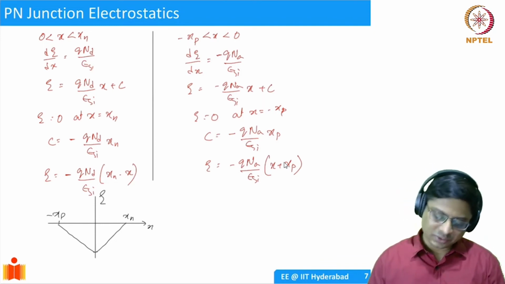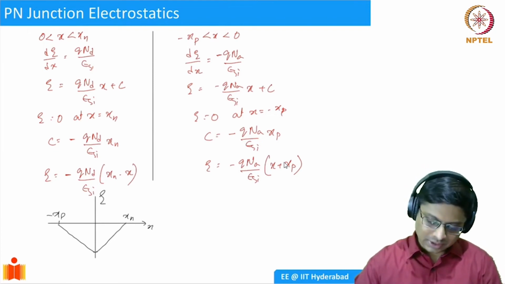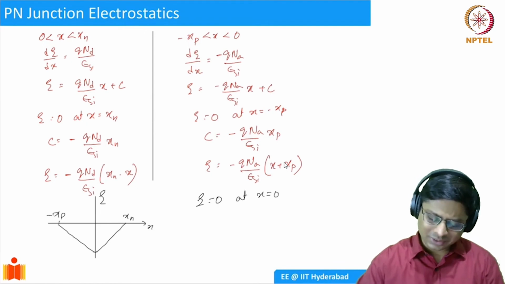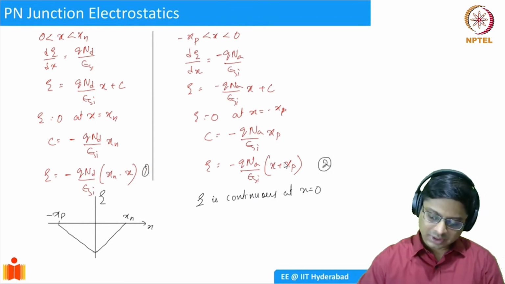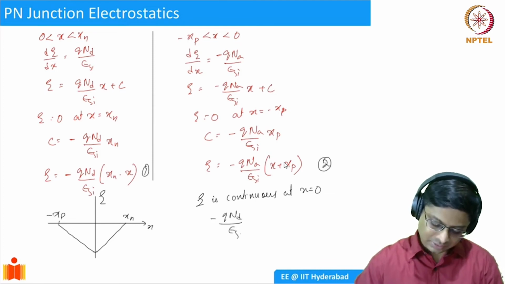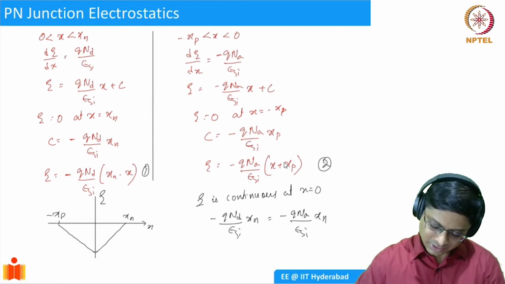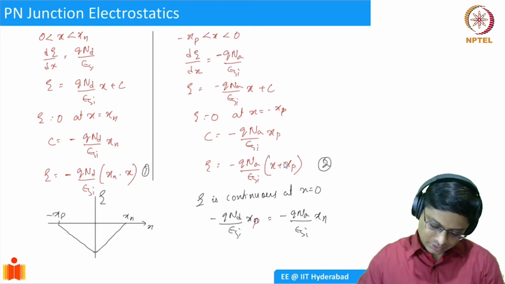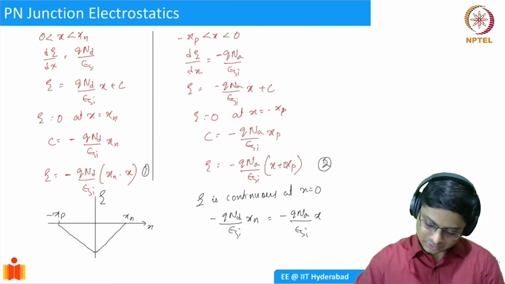And one of the checks would be that it has to be continuous. Whenever there is no additional charge at the interface, it has to be continuous. So E is continuous at x equal to 0. Let's say this is 1, and this is 2. E has to be continuous, so I'll put x equal to 0. This implies minus q N_D divided by epsilon silicon times xn is equal to minus q N_A divided by epsilon silicon times xp. I wrote the n side first, so this is correct, and for the p side, x equal to minus xp, this is correct.